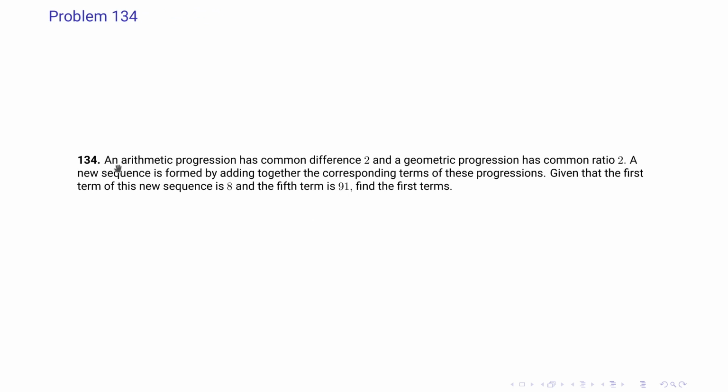Problem 134 says that an arithmetic progression has common difference 2 and a geometric progression has common ratio 2. A new sequence is found by adding together the corresponding terms of these progressions. Given that the first term of this new sequence is 8 and the fifth term is 91, find the first terms.